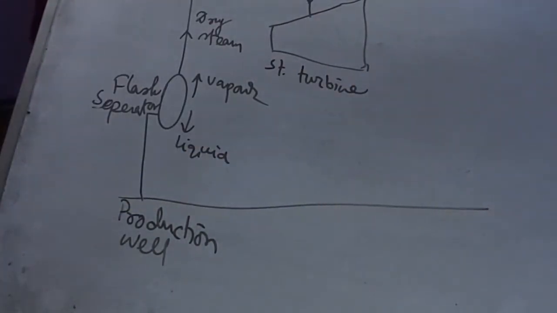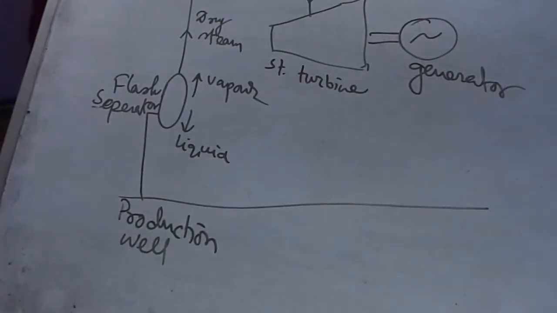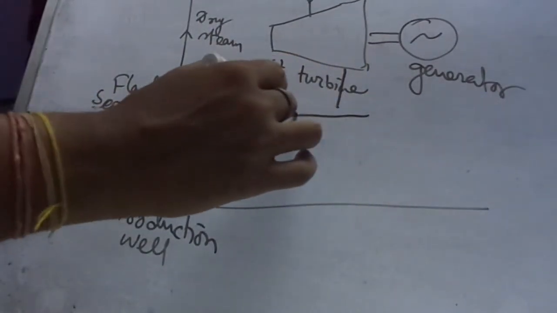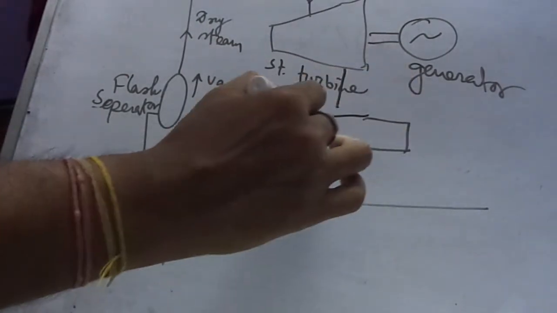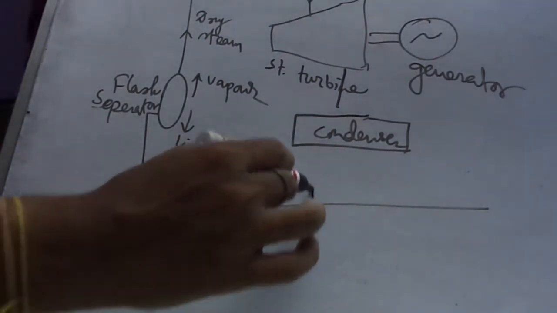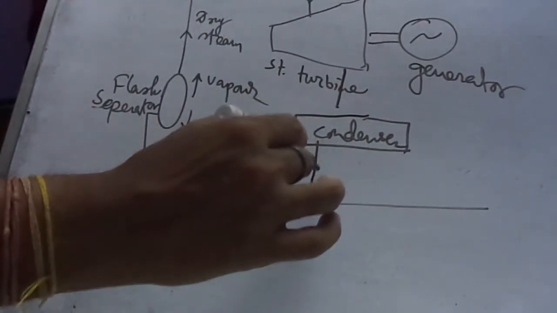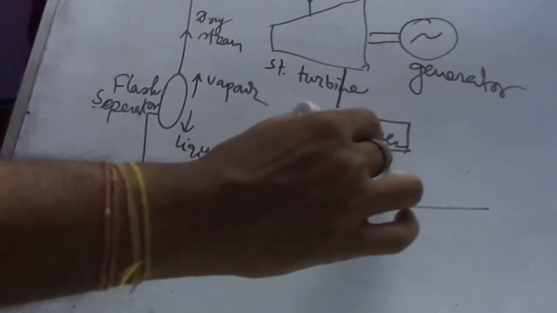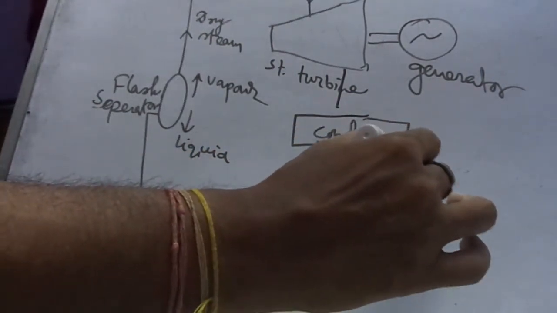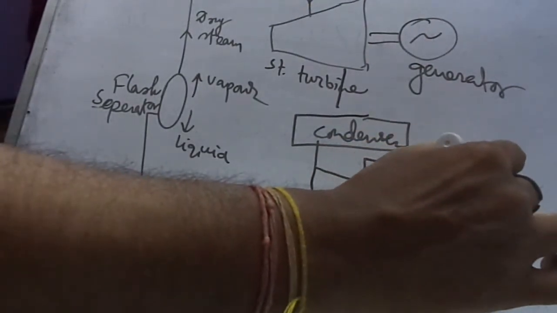Okay, the steam turbine, and there is a generator. Saturated turbine and generator, and there is another line that comes down, and there is a condenser. Condenser, and another line goes there, and one line to the cooling tower. There is a position of the cooling tower. Okay, this is the cooling tower.